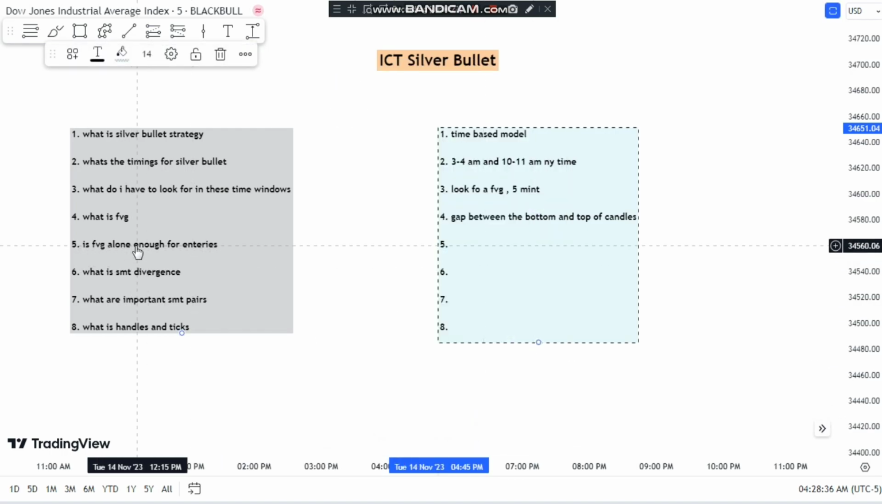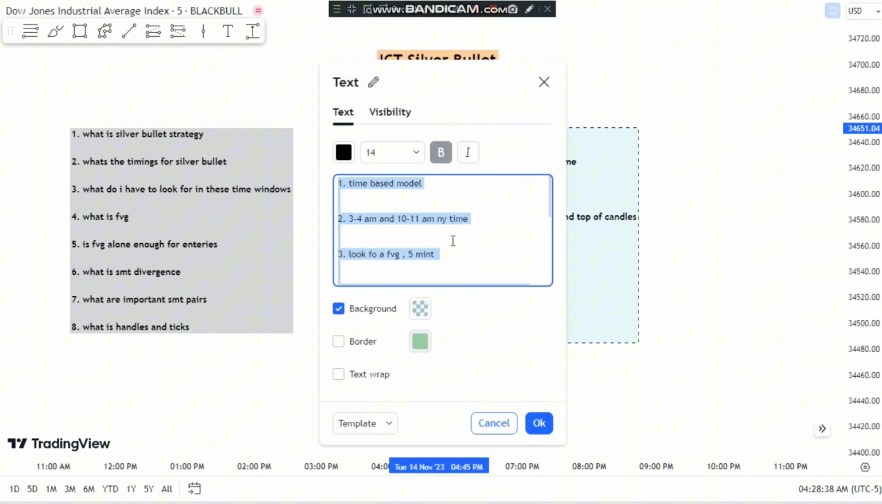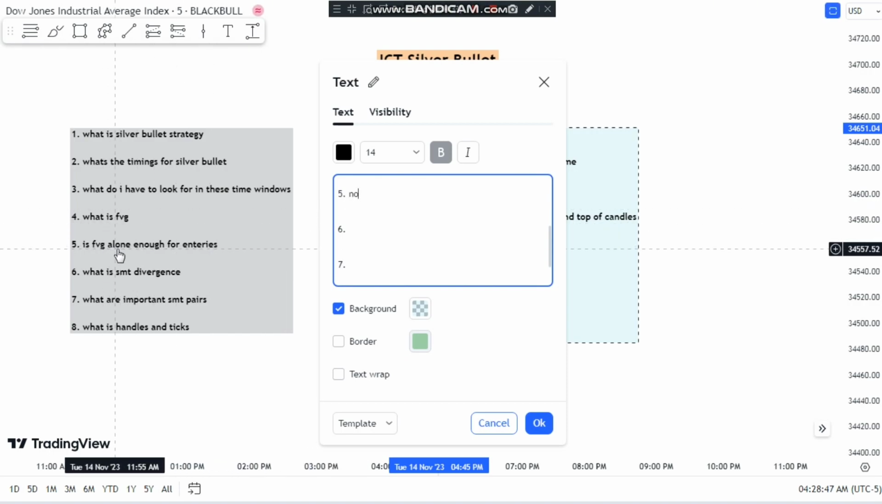Now is FVG alone enough for entries? So it is a big no. Okay, it is not enough for entries. There are some other things that you have to look for. Only finding an FVG during this time window won't do it for you. And the other thing is SMT divergence. Okay, you have to look for SMT divergence.